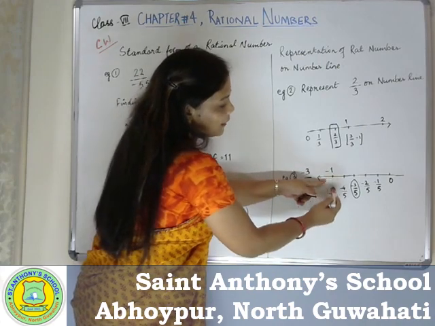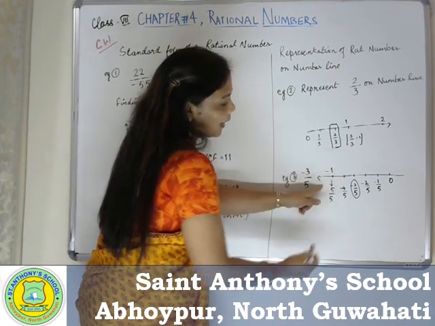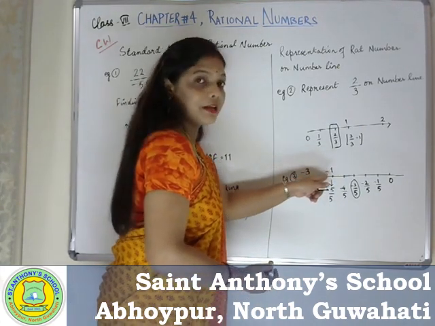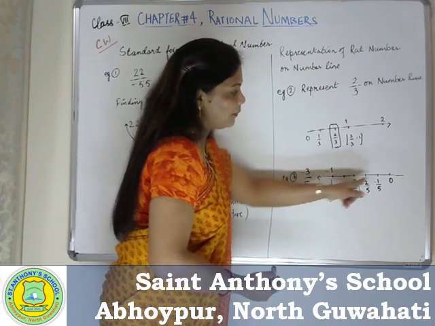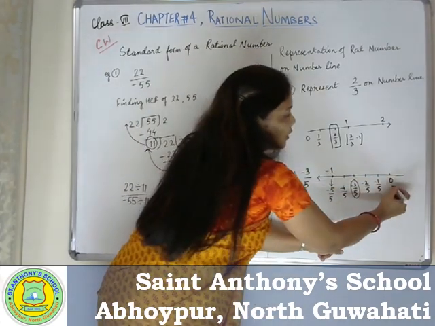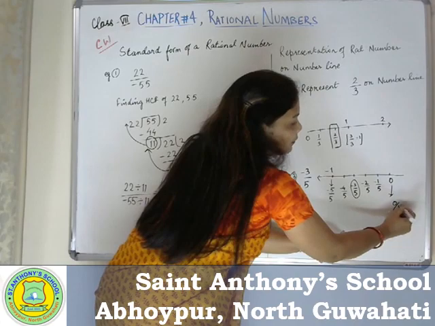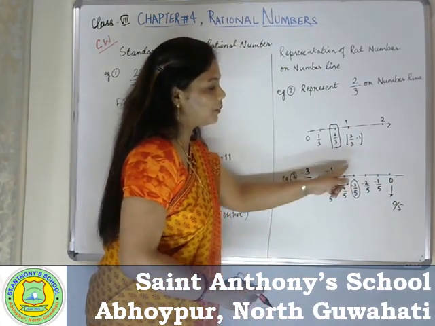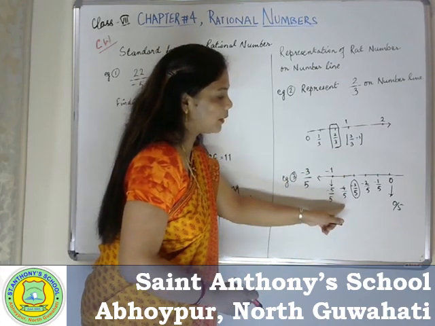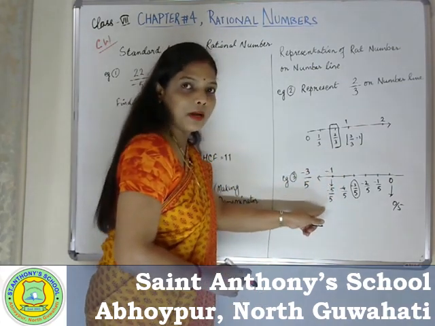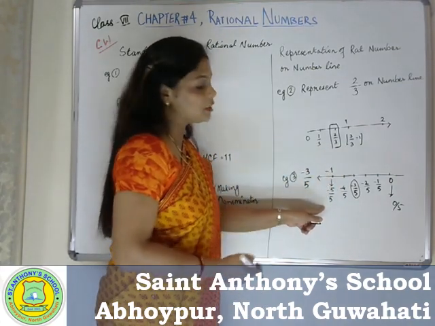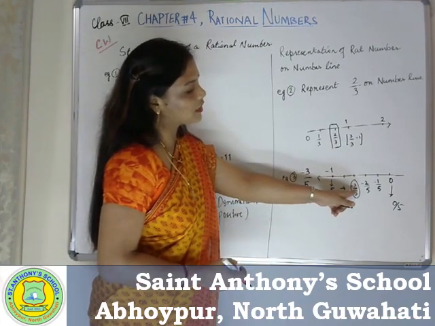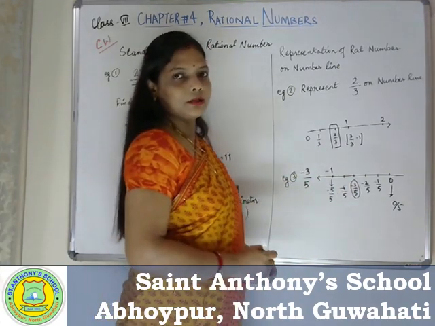Now minus 5 by 5 is equal to minus 1. Fine. And then this 0 is actually 0 by 5. Then minus 1 by 5, minus 2 by 5, minus 3 by 5, minus 4 by 5, minus 5 by 5. Minus 5 by 5 is minus 1. So where is your minus 3 by 5? You can mark it. Clear?